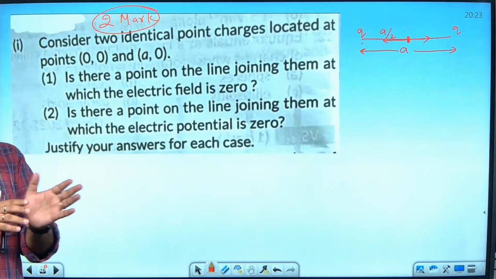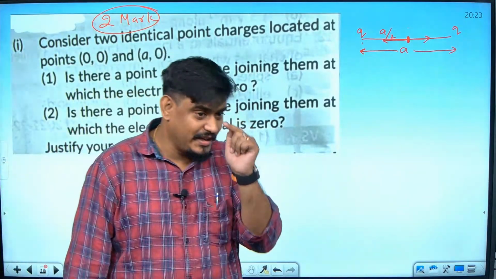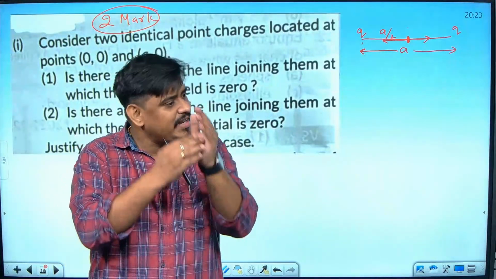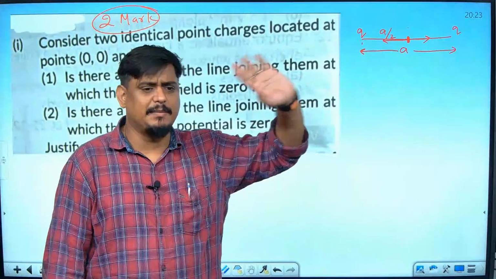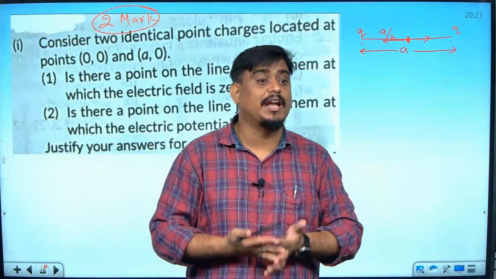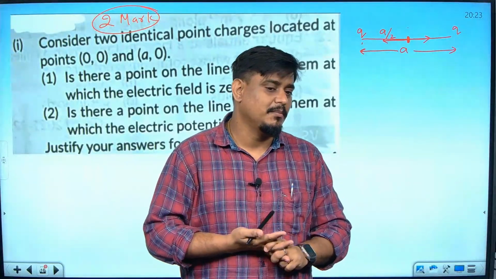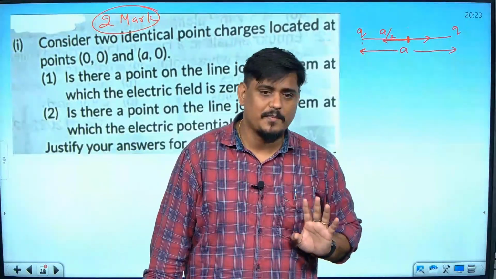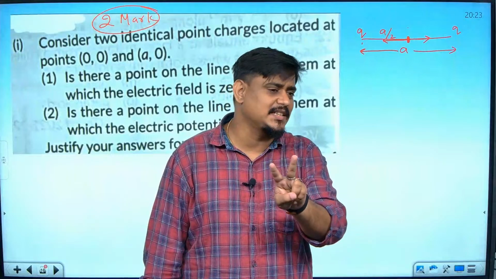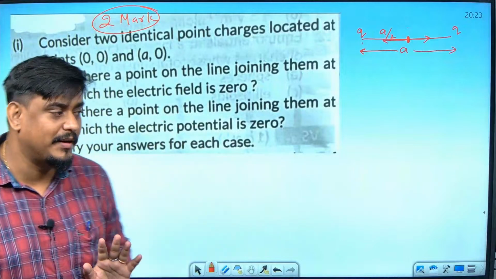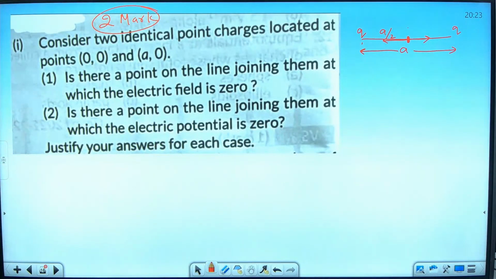Scalar addition, not vector addition, scalar addition. So KQ by A by 2 plus KQ by A by 2 will be added. Or any other point you take, A by 3, 3A by 4, it is just algebraic addition, so it can never be 0, because both are identical charges, not minus Q or plus Q. If it is minus Q and plus Q, then it can be 0. But both are identical charges, so in between them electric potential can never be 0, but electric field can be 0 at the midpoint. Is it clear? Simple question, right? I hope it is clear.